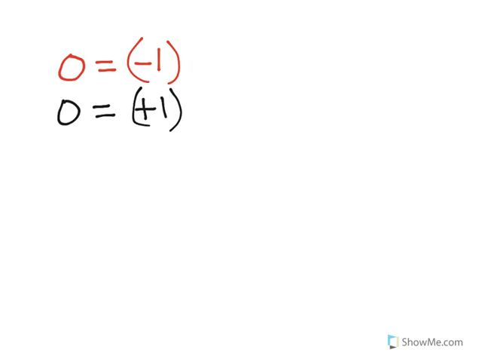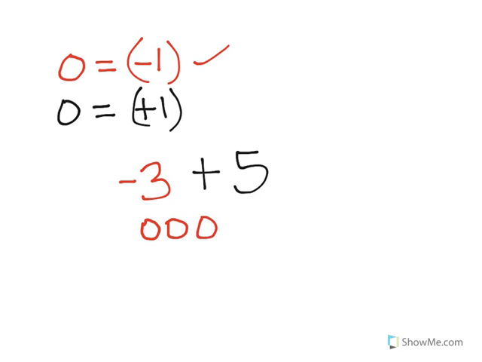All right, let's say I want to add -3 plus 5. Well, using pictures, I'm going to have 3 reds. That represents the negative. 1, 2, 3. And how many positives do I have? I have 5. That represents my positives. 1, 2, 3, 4, 5.